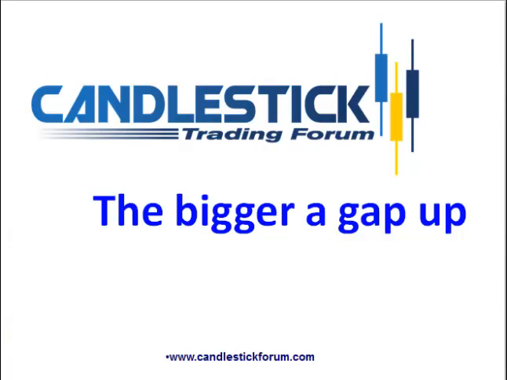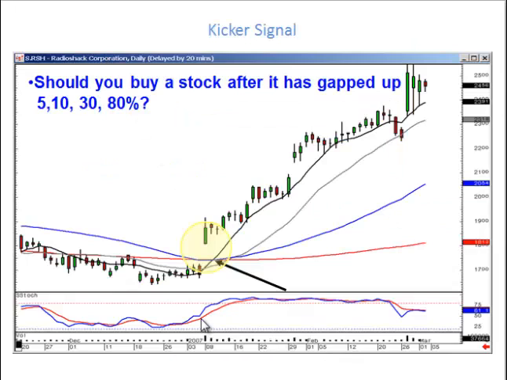And because the kicker signal is a dramatic change of investor sentiment, it also, like all the other candlestick signals, tells you the bigger the gap up, the more powerful the change of investor sentiment was. So this is why we want to learn how to use candlestick analysis, especially identifying the 12 major signals. A lot of people say, I don't want to buy a stock that's already up 3, 5, 10, 15, 20, 30, 80%. You do if you recognize it as being a candlestick signal.